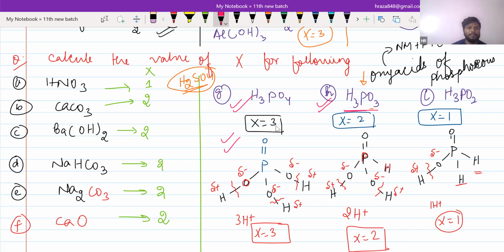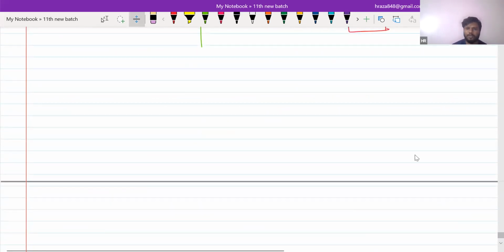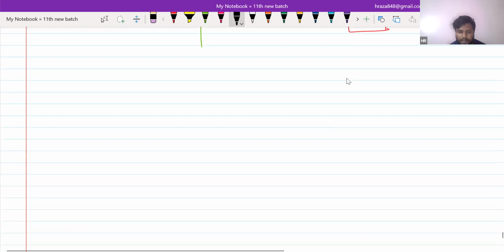So this is basically for equivalent mass. Now you can easily calculate equivalent mass, because molar mass you know how to calculate, and the value of X you can easily calculate now. Yes or no?